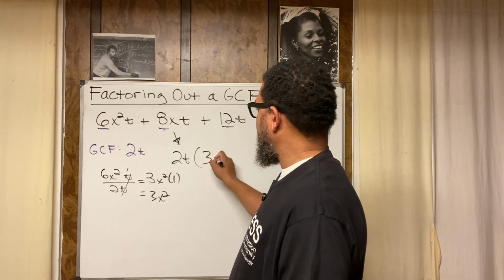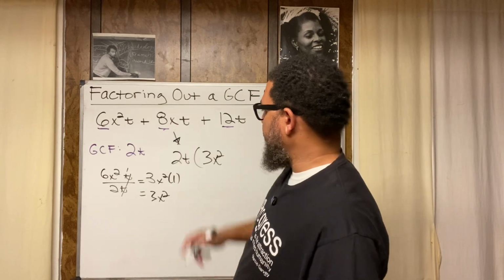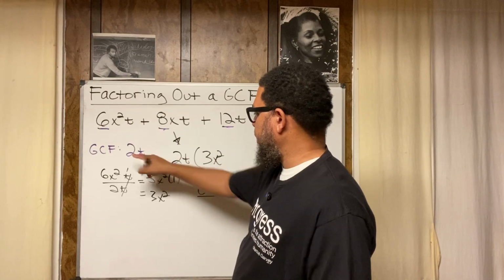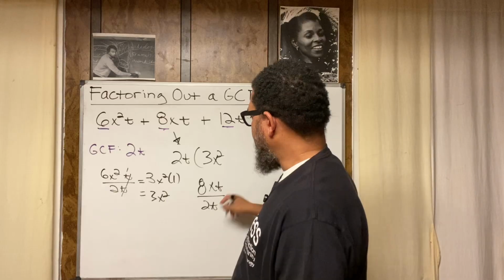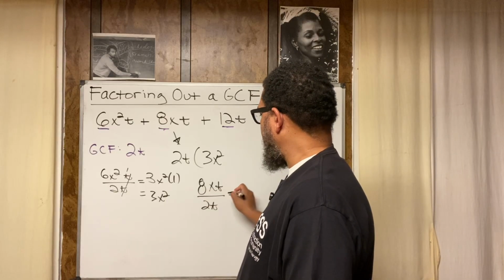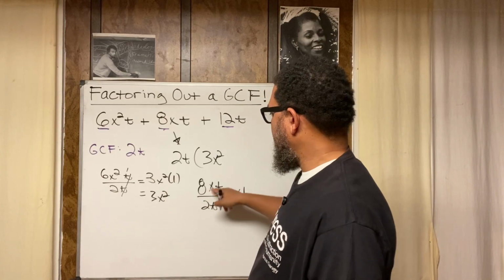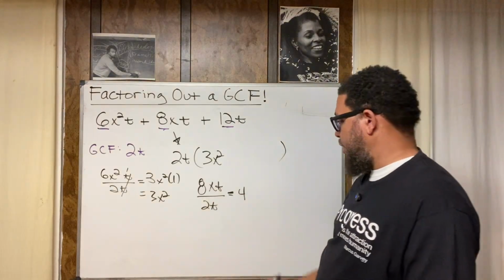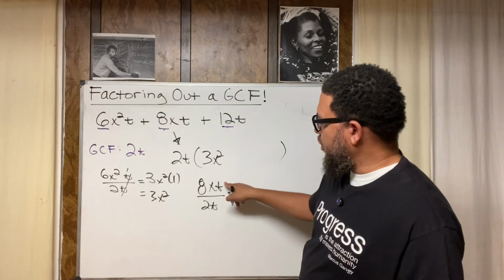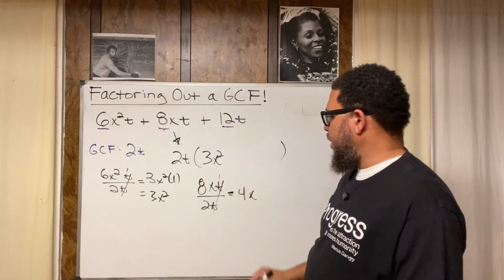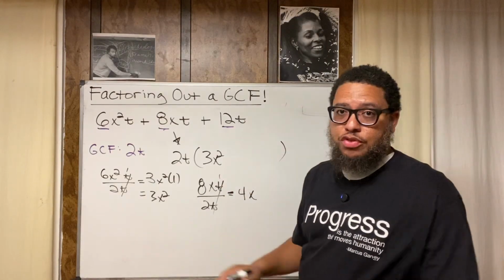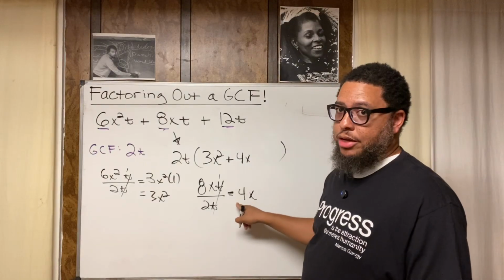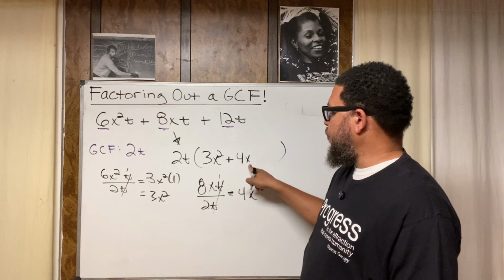So what do I put inside the parentheses? 3x squared. Boom. Now we do the same thing with 8xt. We have 8xt divided by the GCF, which is 2t. What's 8 divided by 2? 8 divided by 2 is 4. X, again, this doesn't have an x term, so we can't divide x by anything, so x is just part of the quotient. What's t divided by t? Again, 1. So 4x times 1 is just 4x. We put plus because it's positive. It's not minus. It's not negative, not negative, not negative. So we put plus 4x.